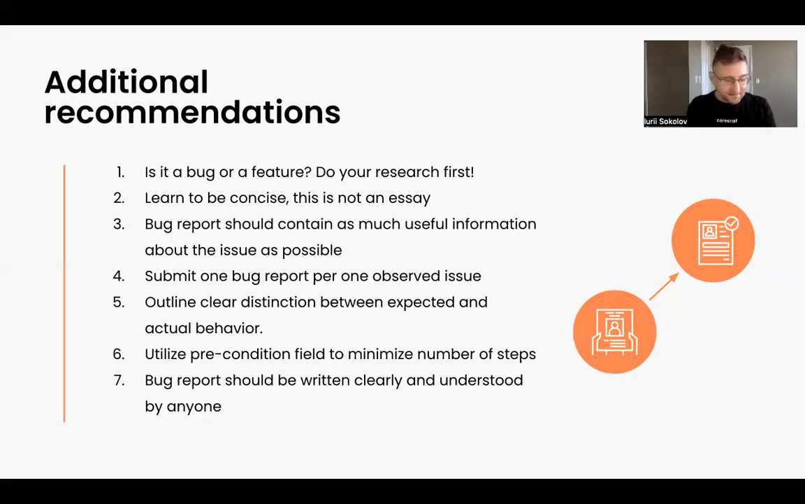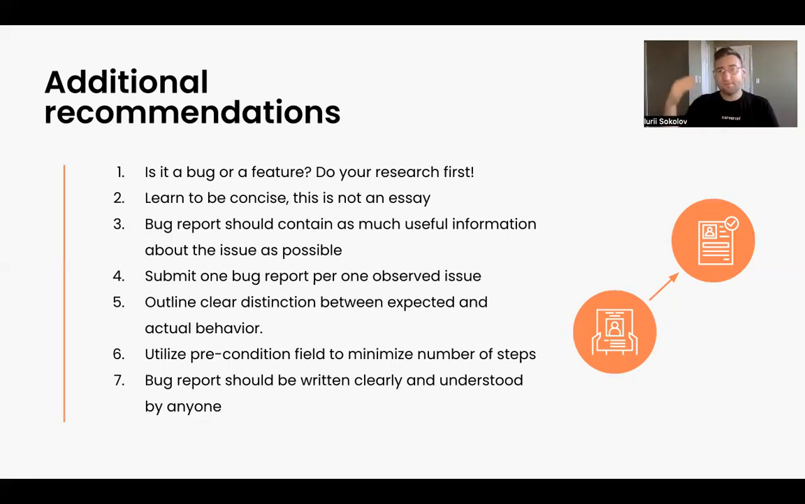Number 5, outline clear distinction between expected and actual behavior. As I already explained, in our case, a bug is a mismatch between expected and actual behavior. So you need to be clear on why it doesn't work the way we expect it to work, what we expect, what we see. Be clear on that.